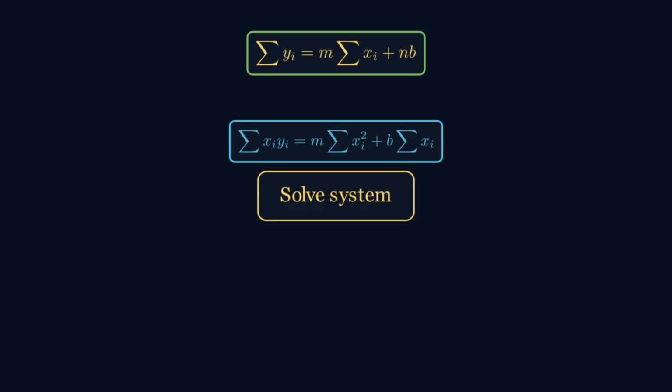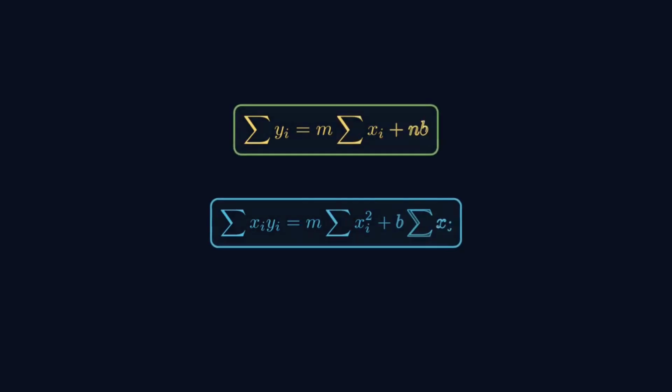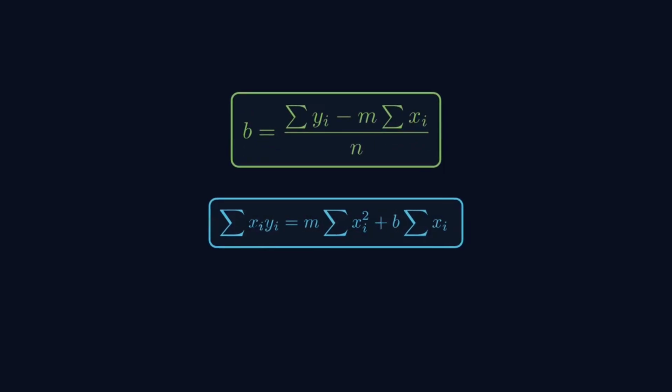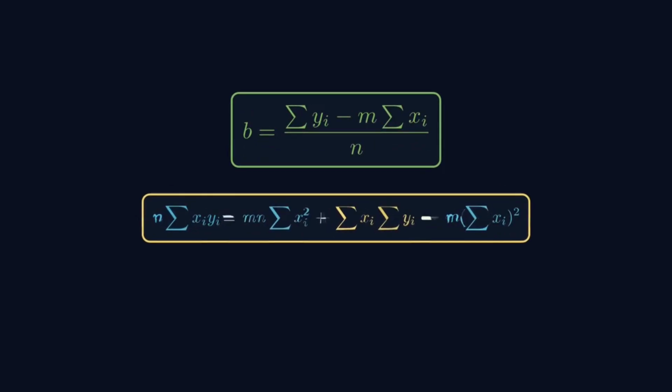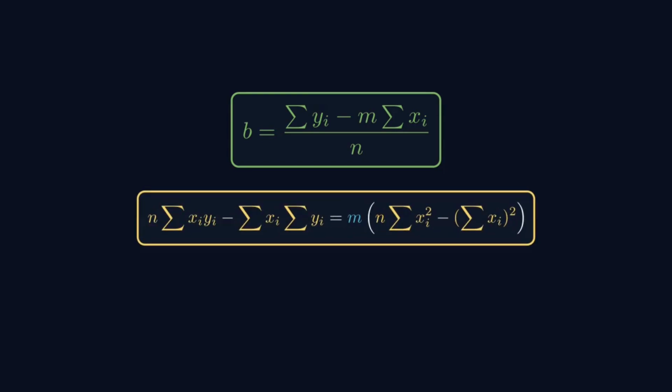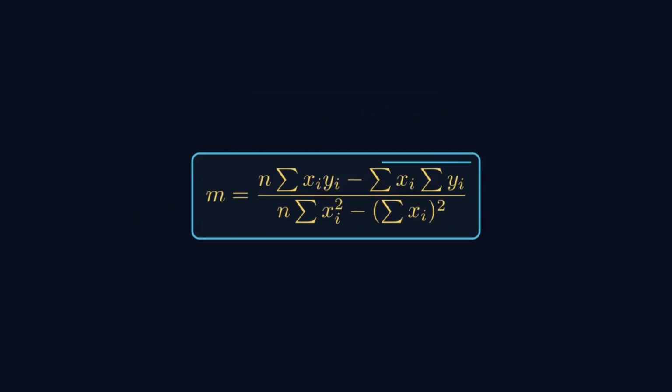So let's isolate one variable, maybe let's just solve for b, and substitute it into the other equation, slowly, carefully, no magic. And after a bit of algebra, something remarkable starts to happen. The mess begins to collapse. Terms cancel, expressions simplify, patterns emerge, until eventually out comes a formula for the slope. And there it is, the value of m, the slope of the best fit line. Not guessed, not eyeballed, derived.